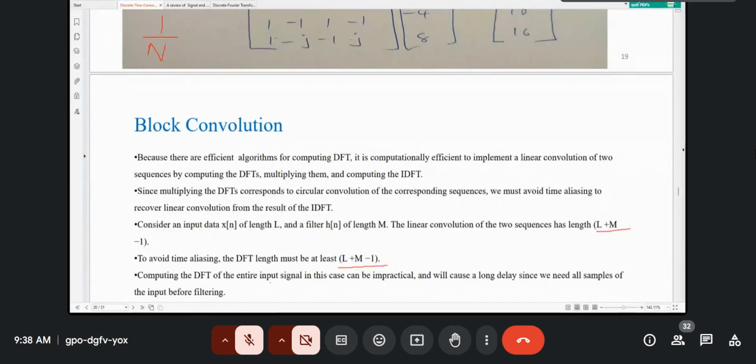Because computing the DFT of the entire sequence in this case is impractical and will cause a long delay, since you need samples to be input before filtering. That's how filters work. You need all the samples you want to filter. You don't filter each bit that comes. You need to have the whole samples, and then do the filtering.